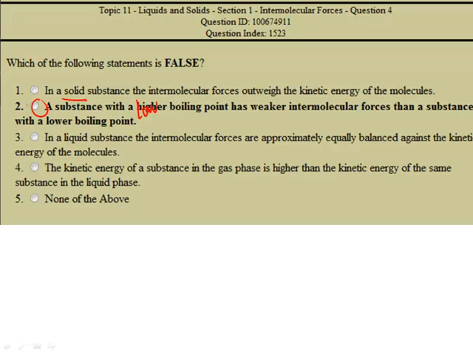Let's look at number 3. In a liquid substance, the intermolecular forces are approximately equally balanced against the kinetic energy of the molecules. I kind of like that definition. Number 4, the kinetic energy of a substance in a gas phase is higher than the kinetic energy in a liquid phase. Of course, to be in a gas, it's going to be a higher temperature. Temperature equals average kinetic energy. So number 4 is definitely true. So number 2 looks like a pretty good answer.